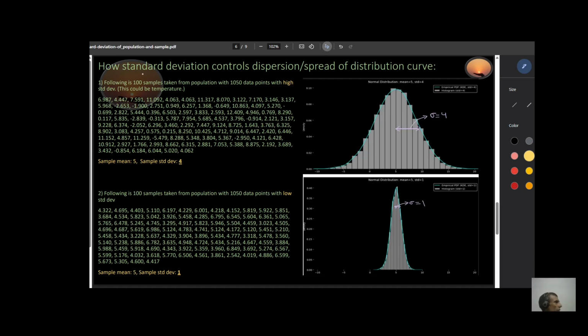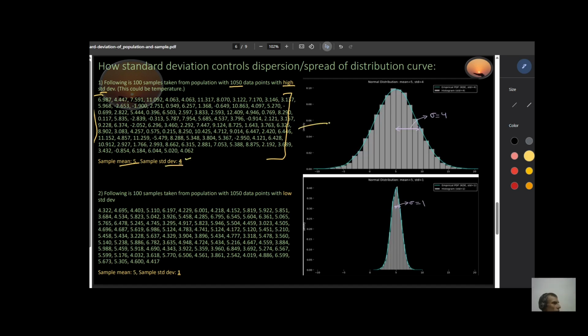So one last example, I wanted to show you how standard deviation controls dispersion and spread of a distribution curve. So this is 100 samples, 100 sample points, and I took it from data which had like 1,050 data points. Now this one actually had a high standard deviation. So this is my data right here. The mean value was 5, and my standard deviation was 4 for this data.